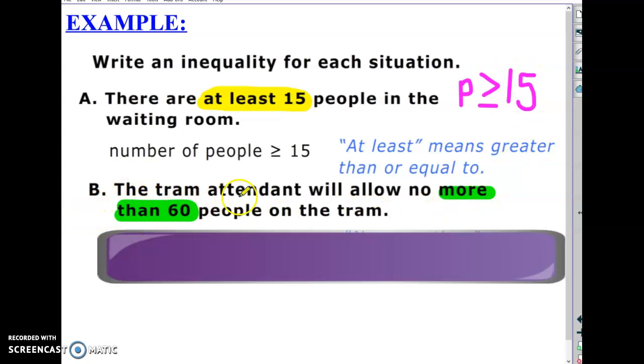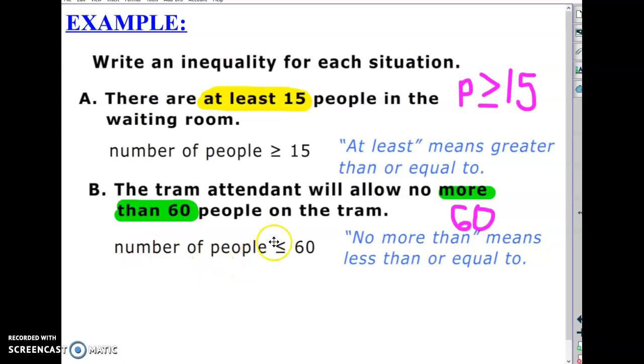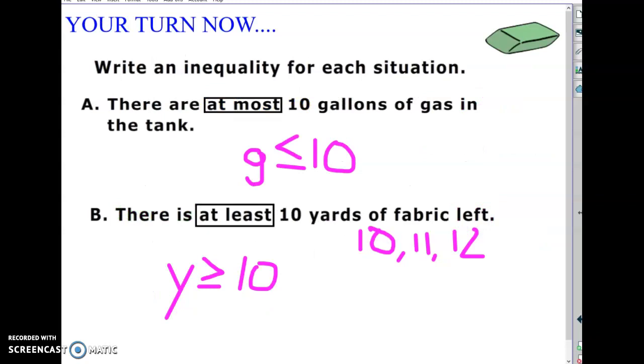The next one says the tram attendant will allow no more than 60 people on the tram. So they will allow 60. They won't allow 61 or 62, but they'll allow any amount less than 60. So the number of people has to be less than or equal to 60. I could use whatever letter I wanted to, say N to stand for the number of people. N has to be less than or equal to 60. There could be multiple answers that go in for that expression.